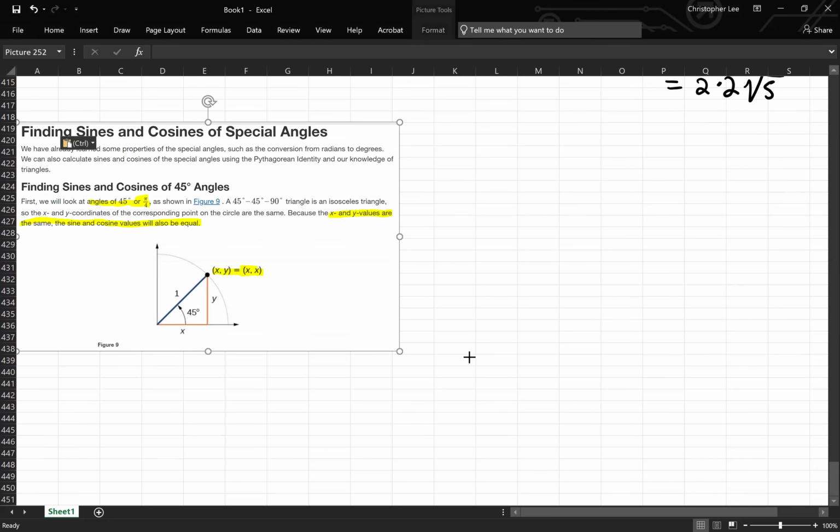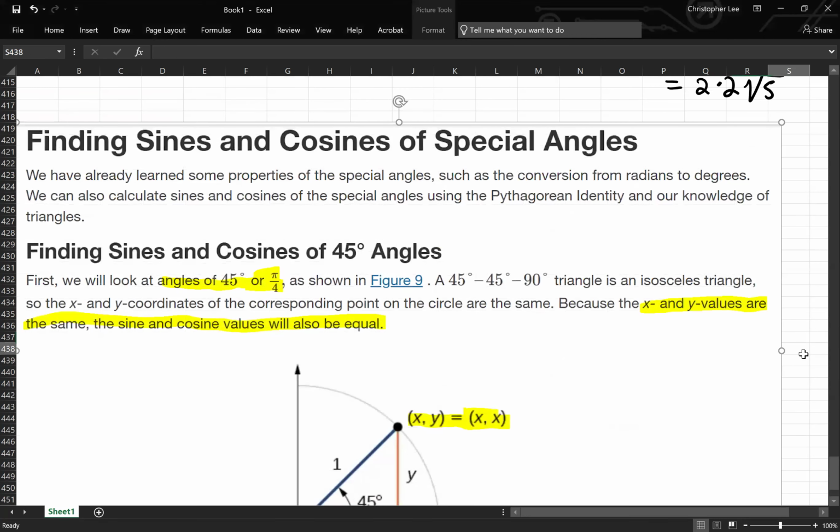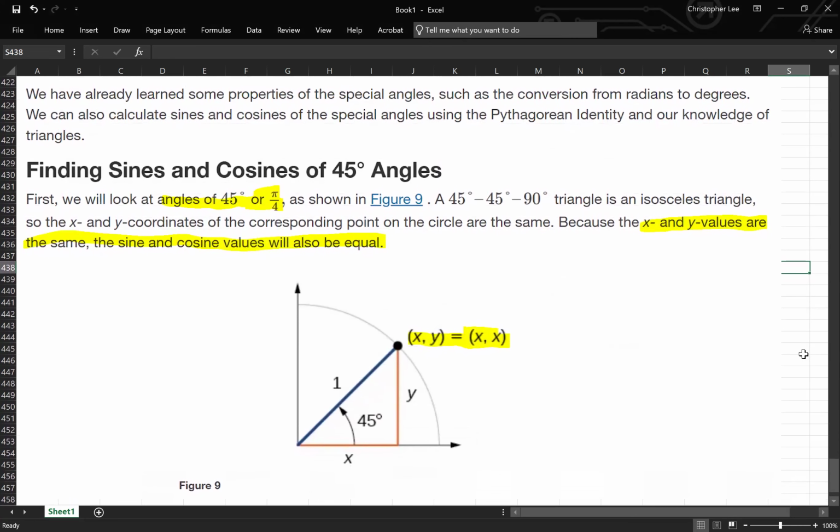All right, let's talk about finding sine and cosine of special angles. This is the real good stuff right here. So we've already learned some properties of special angles, such as the conversion from radians to degrees, right? We can also calculate sines and cosines of the special angles using the Pythagorean identity and our knowledge of triangles, right? Finding sines and cosines of 45-degree angles.